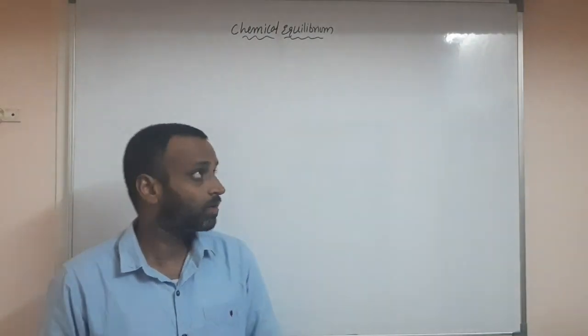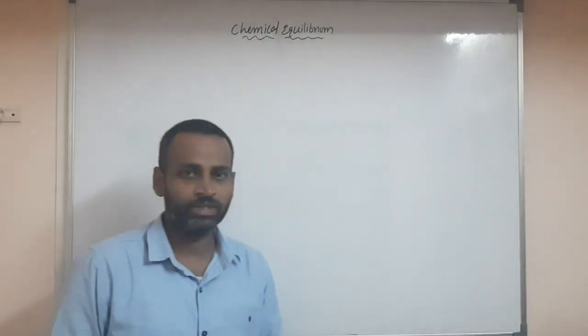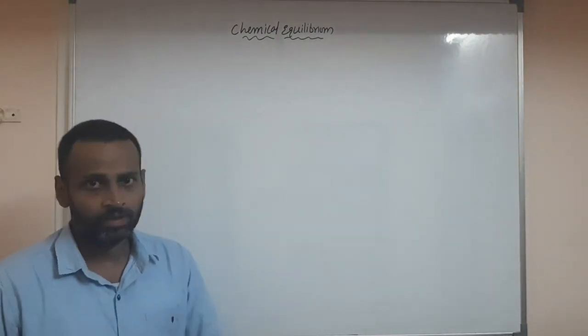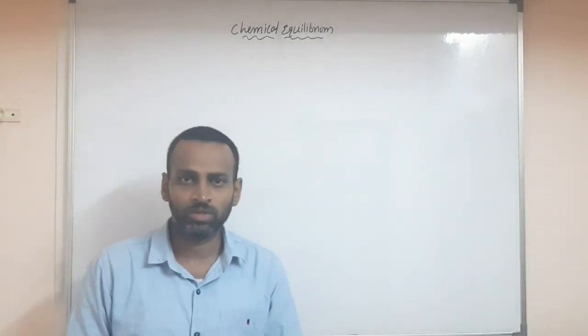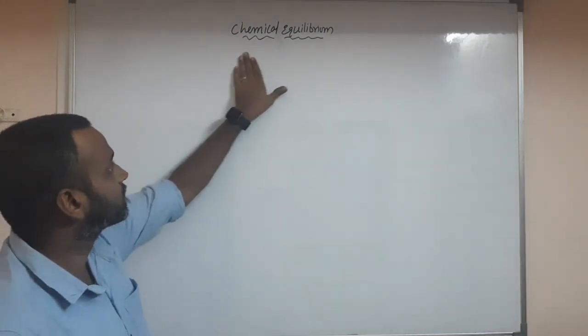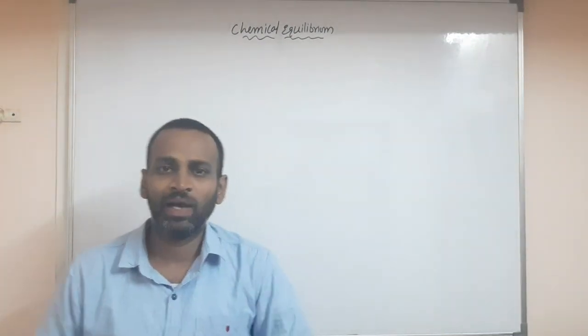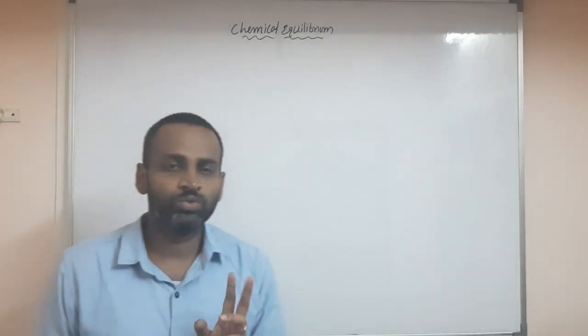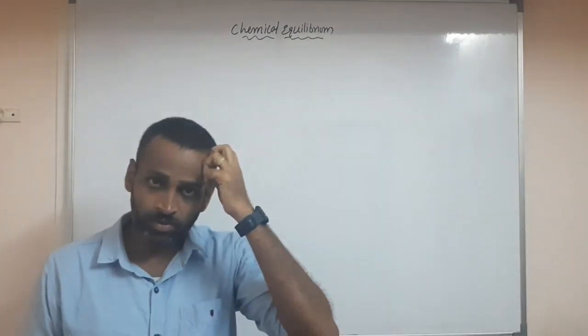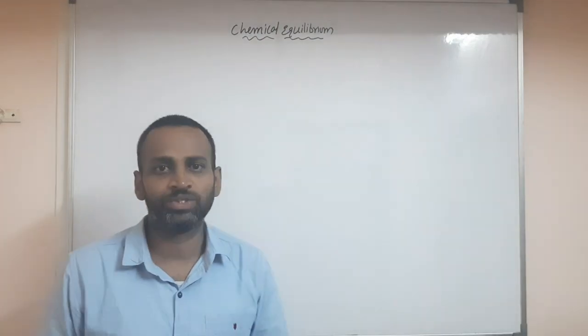Now we will discuss chemical equilibrium. Previously we discussed the mole concept. Now we will discuss chemical equilibrium, which is very important, and ionic equilibrium. So you have two chapters, and from these two chapters you will definitely have 2 to 3 questions.